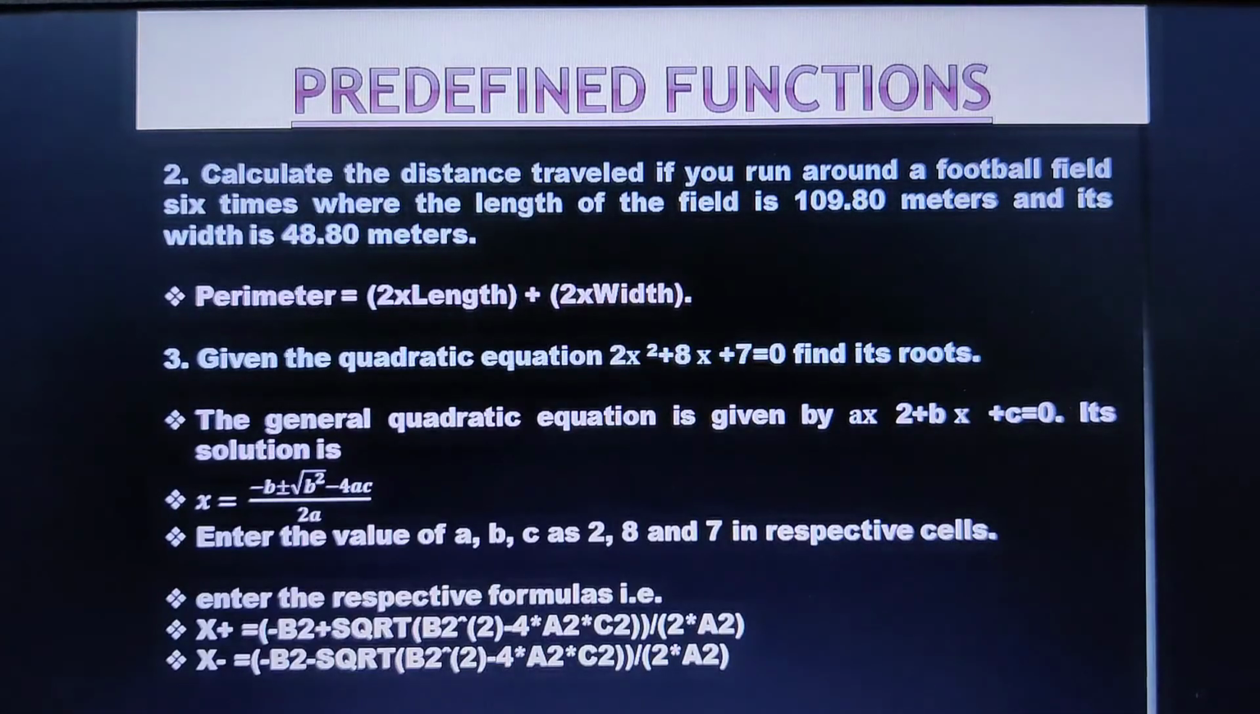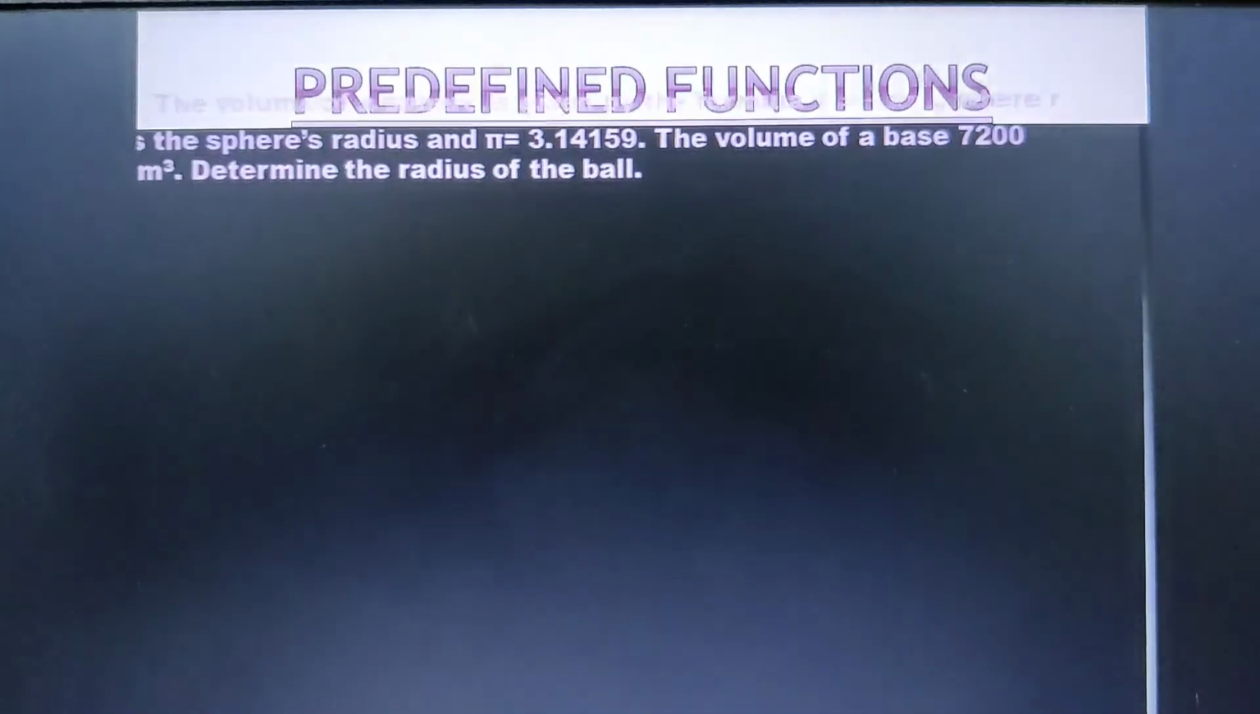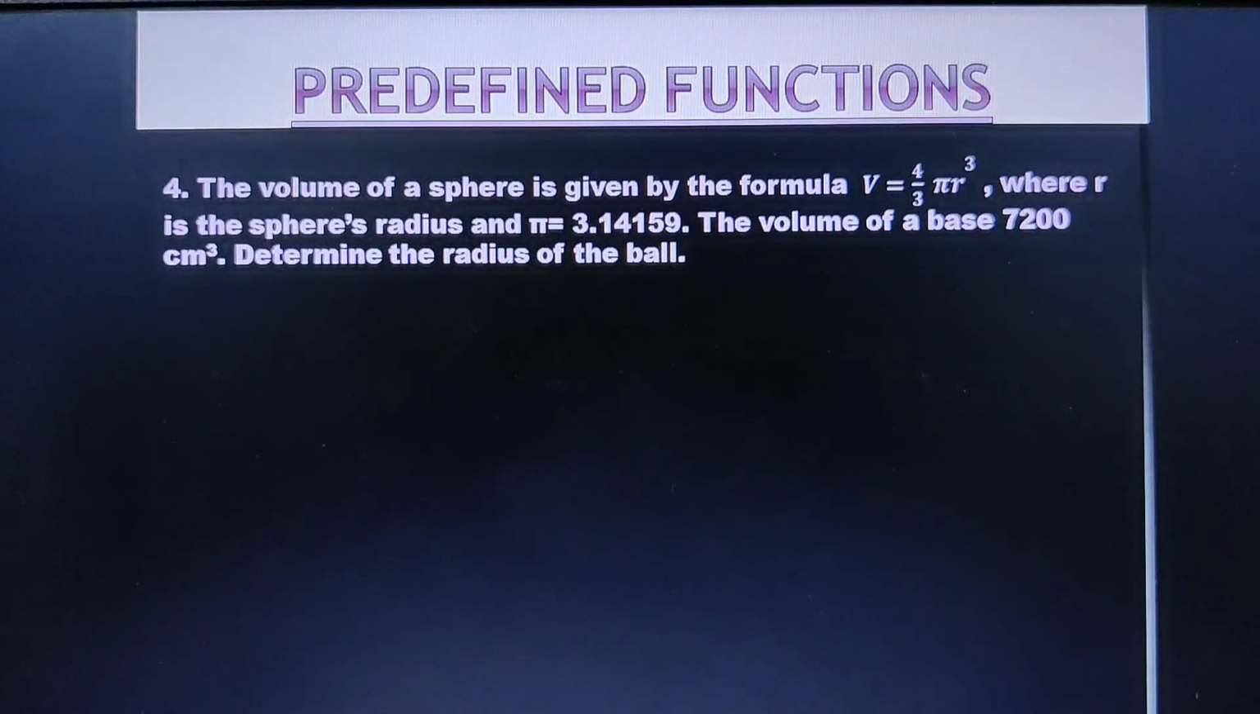Here, the volume of a sphere is given by the formula V is equal to 4 by 3 pi r cube, where r is the sphere's radius and pi is given as a value. This value you have to assume when you are performing the calculation. The volume of the ball is given as 7,200 centimeter cube, and they are asking you to determine the radius of the ball.